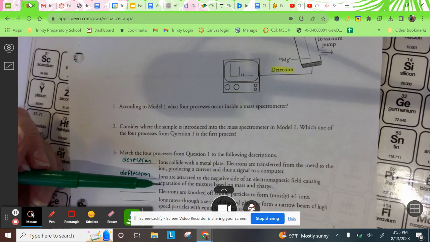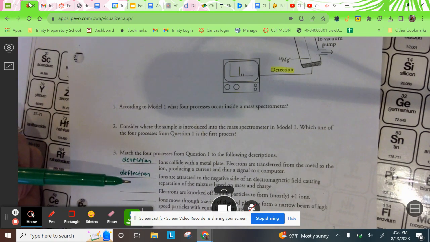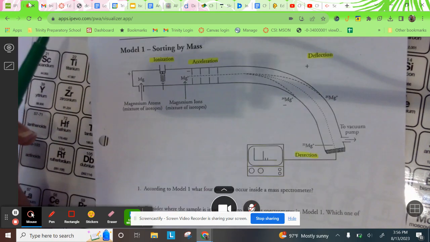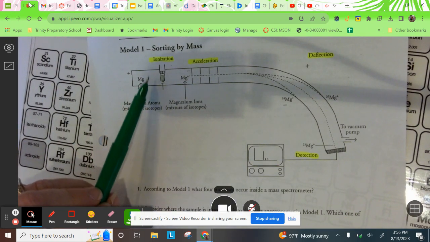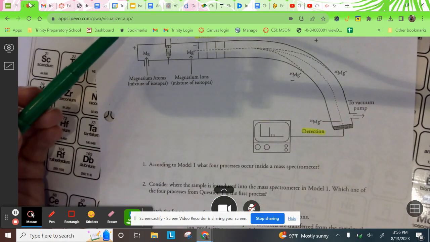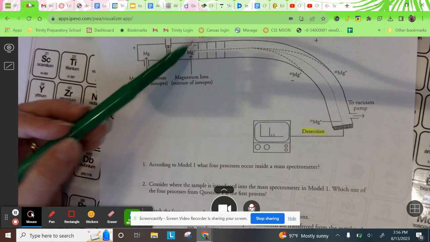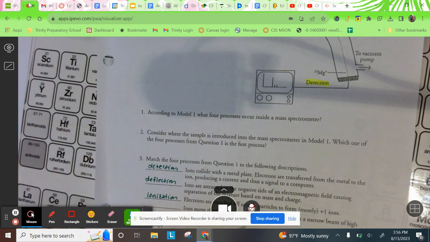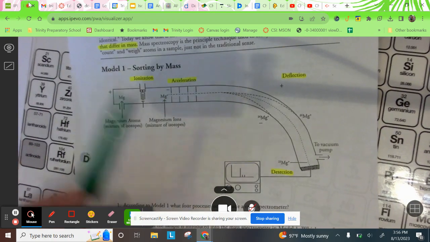Electrons are knocked off sample particles to form mostly positive ions. So we look at the picture, and where do we have mostly positive ions? If you look up here at the very beginning, this is mostly positive because here's the positive ion. So that's before this actual step, so we're going to say that's ionization. And then, ions move towards a series of charged plates to form a narrow beam of high-speed particles. Again, we're talking about the high speed, and here are the plates, right? So that makes sense. That's acceleration.